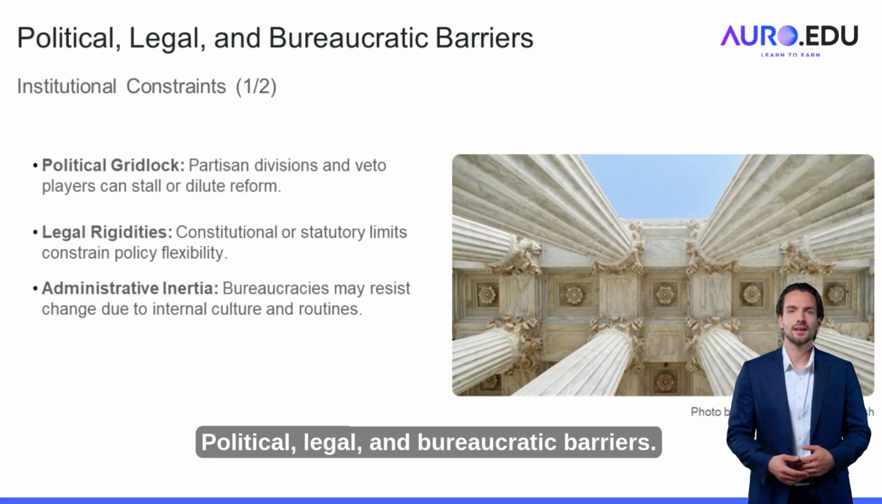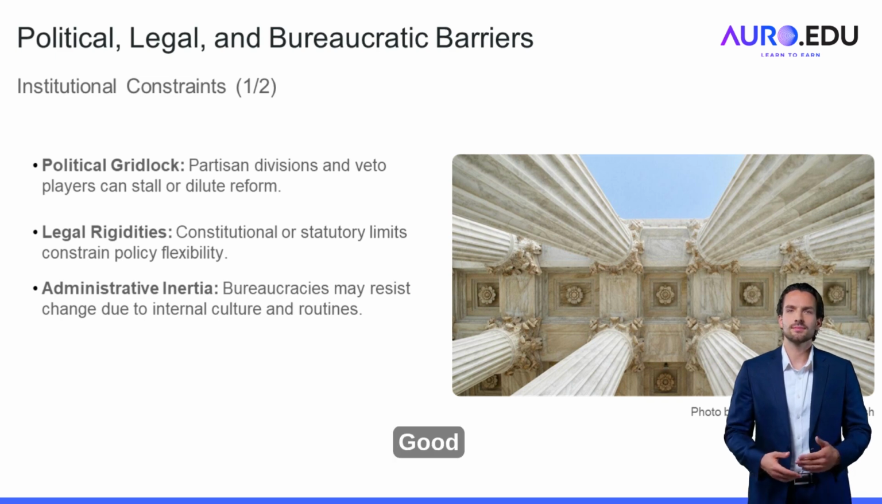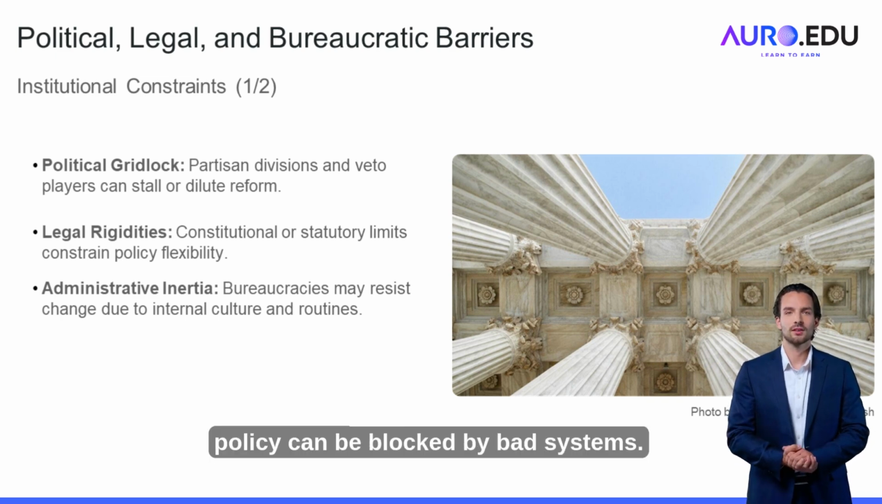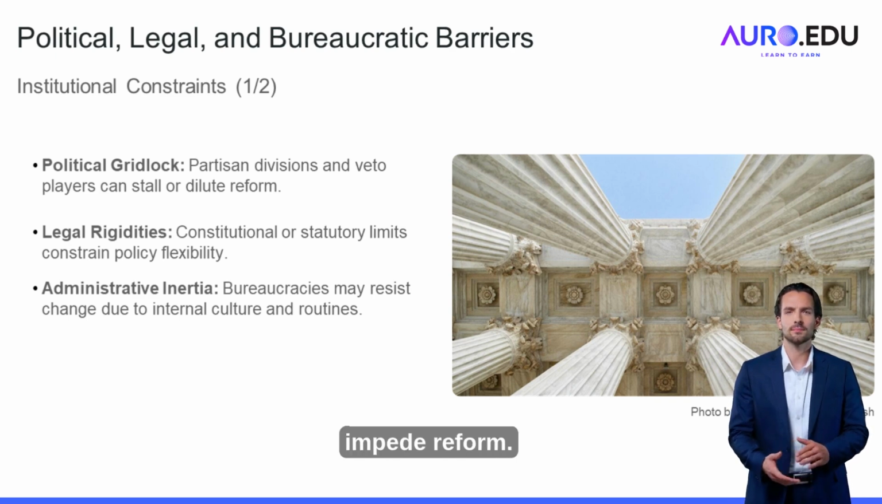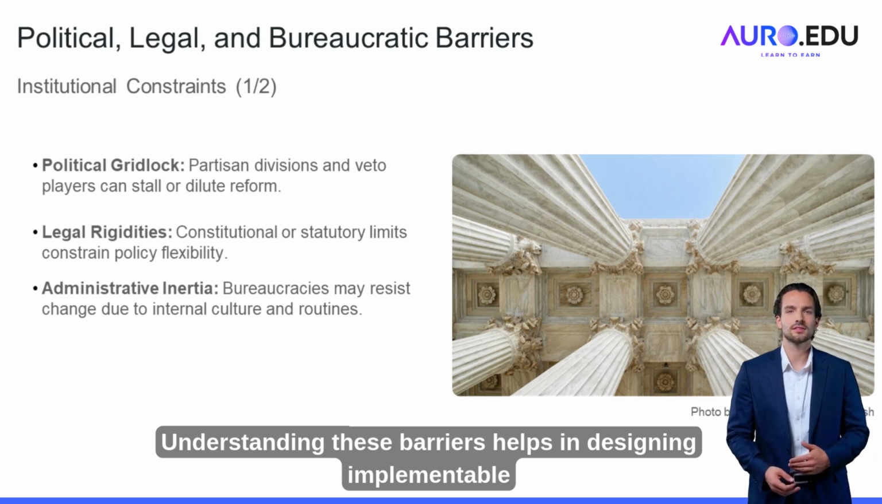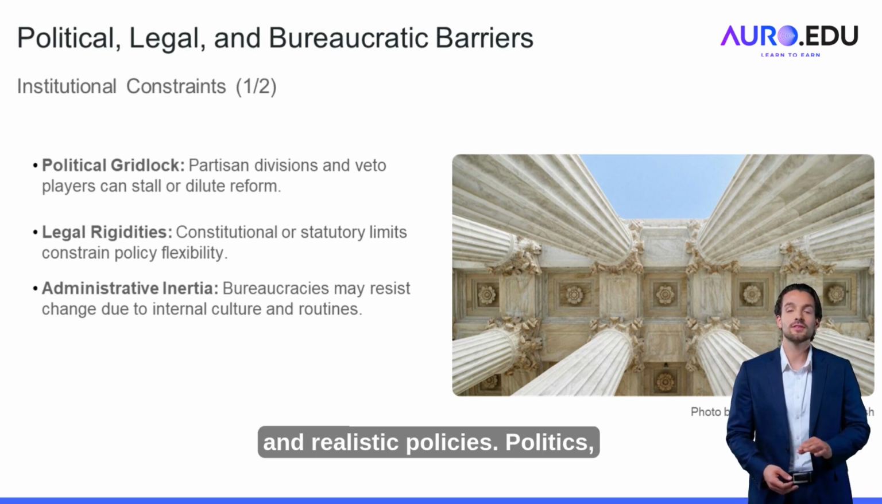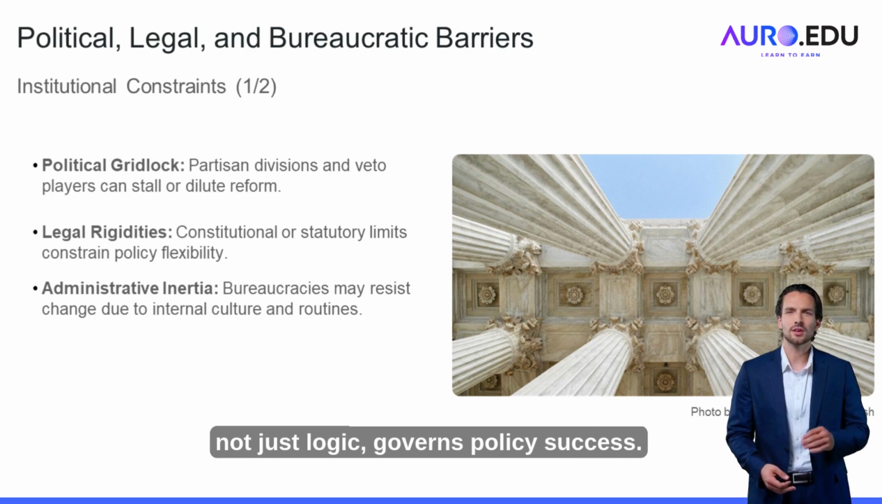Political, legal, and bureaucratic barriers. Good policy can be blocked by bad systems. Institutional constraints like legal limits or bureaucratic inertia impede reform. Understanding these barriers helps in designing implementable and realistic policies. Politics, not just logic, governs policy success.